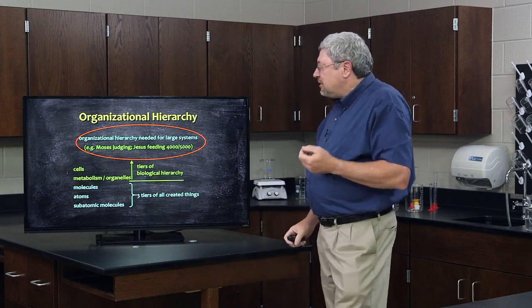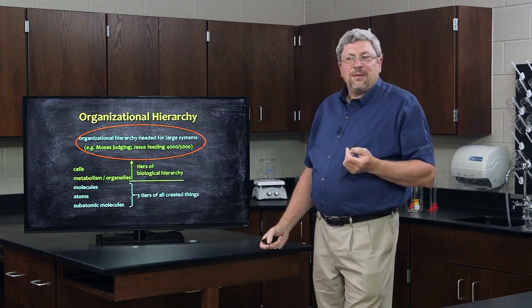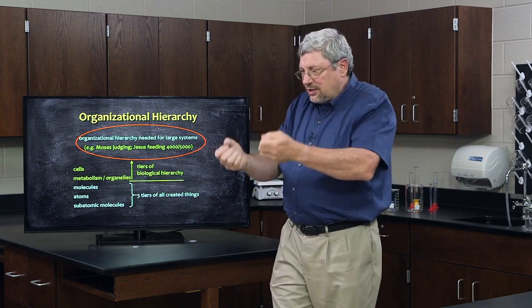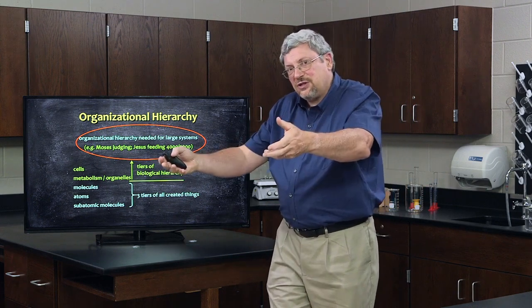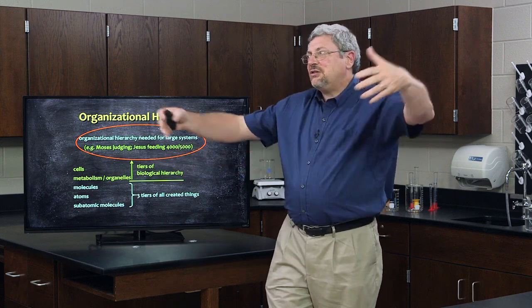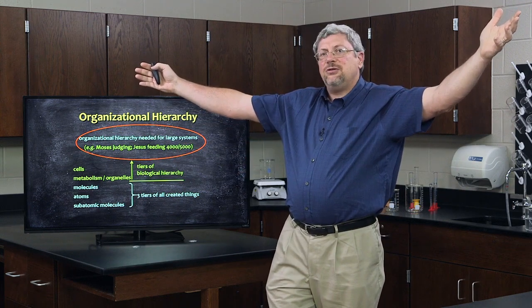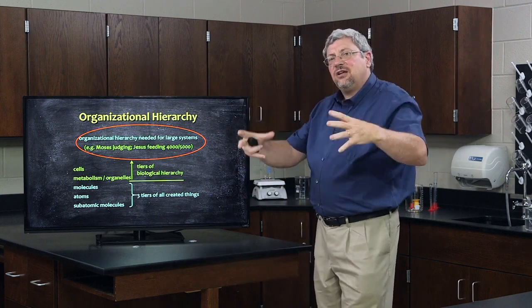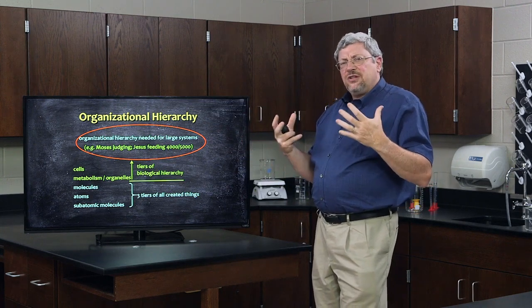Another example would be Jesus when he is feeding the 4,000 or the 5,000. Jesus is breaking bread and passing it to the disciples, and they're going out to thousands of people. Well, how do you do that? Jesus had them sit in 50s and 100s, and what is he doing there?